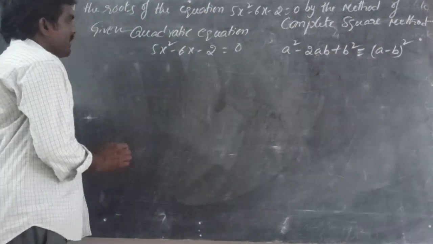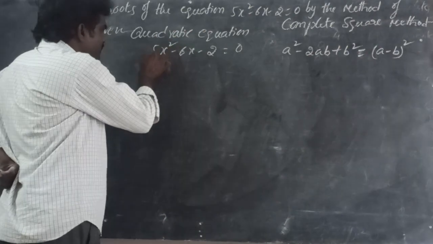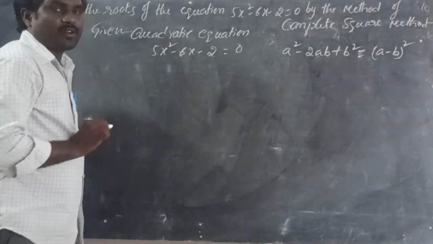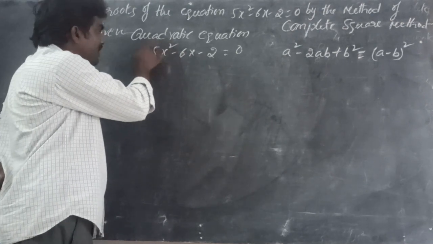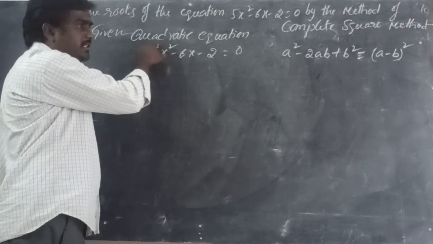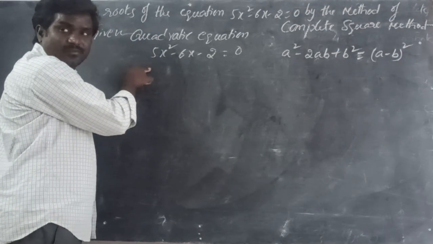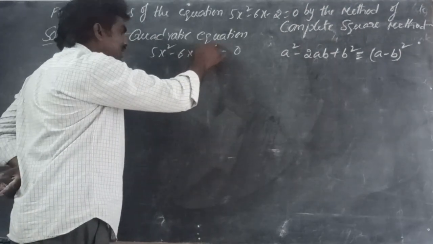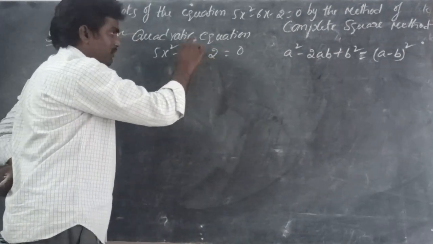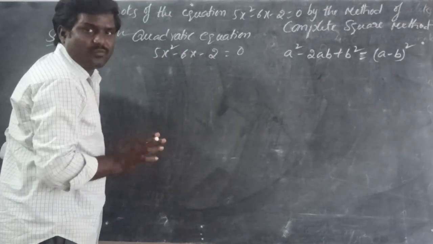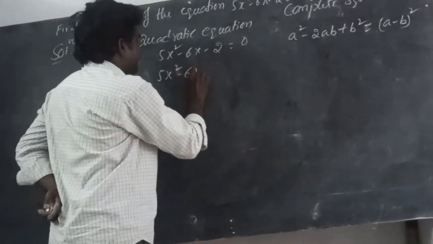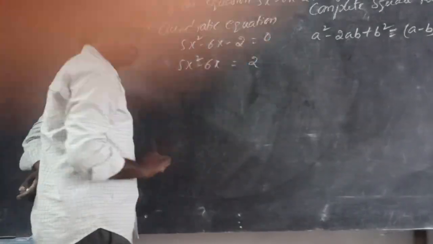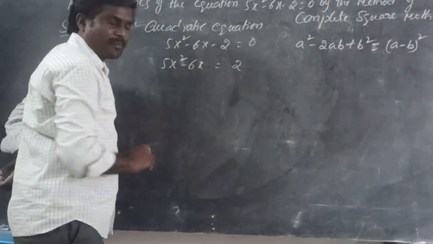Okay, so here the first term we can write in the form of square form. But here what is there? 5x square. So 5 we cannot write in the square form. So now we can eliminate the 5. Next, the last one, 2, we cannot write in the form of square form. So here 5x square minus 6x is equal to, here minus 2 is going to the other side as plus 2.